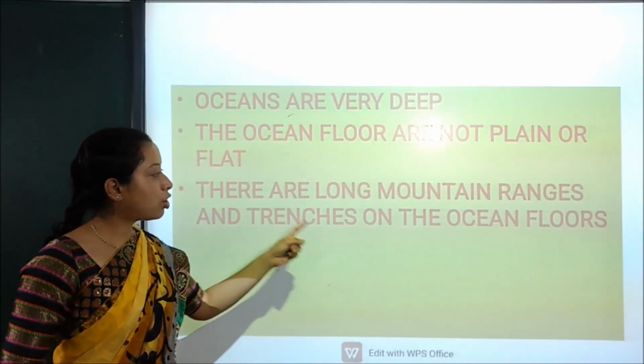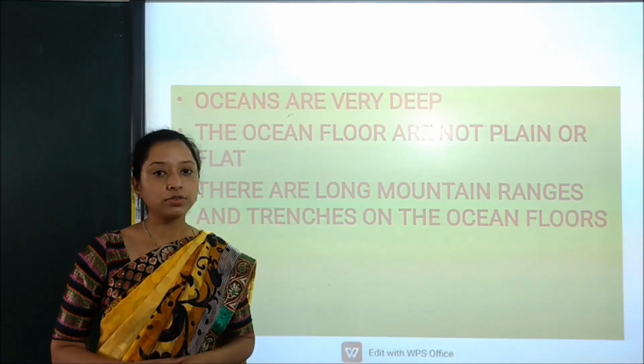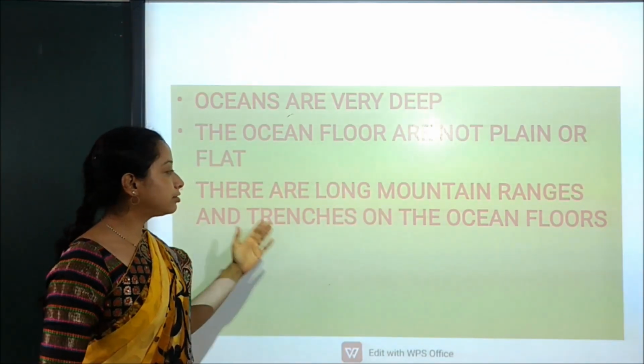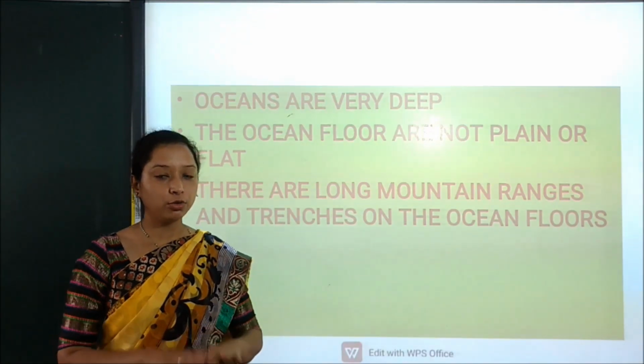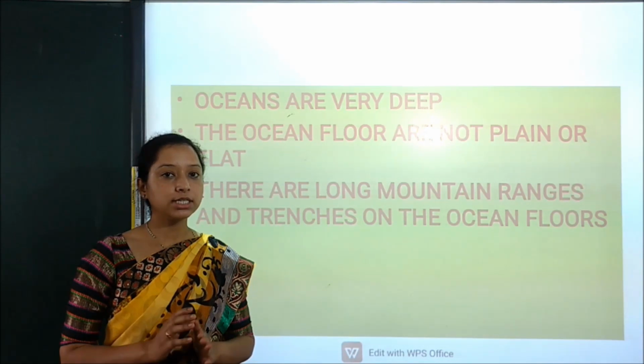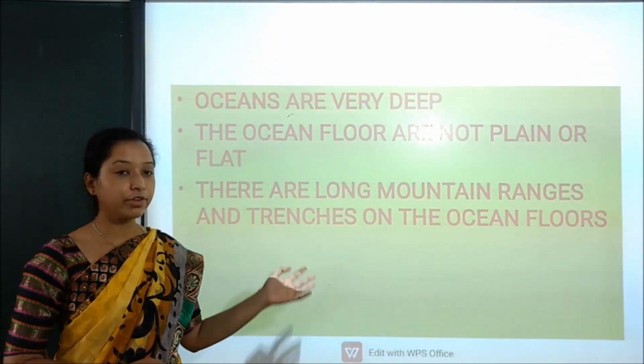Next, there are long mountain ranges and trenches on the ocean floor. So there are mountain ranges and trenches on the ocean floor. The floor of the ocean is not flat. It is uneven. From inside it is having mountain ranges and also it is having trenches.